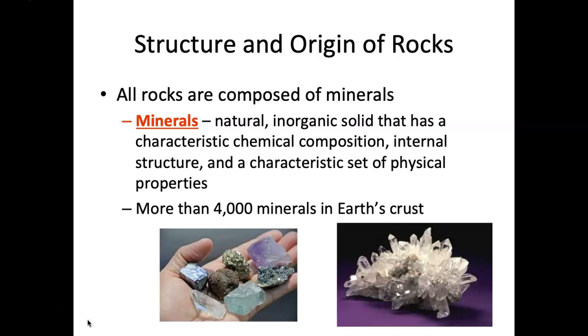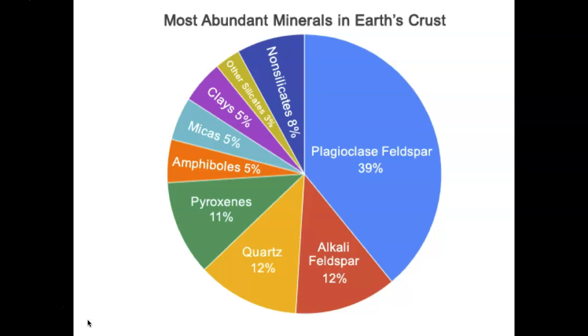You can see down below that there's a couple pictures of minerals. However, there's going to be more than 4,000 different types of minerals that are found in the Earth's crust. You can see here the most abundant of all those minerals within the Earth's crust is going to be our plagioclase feldspar. However, you probably are more familiar with quartz and clays and micas.